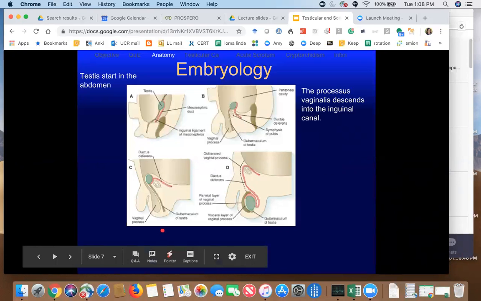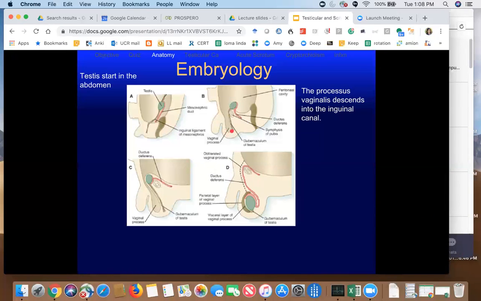The processus vaginalis descends into the inguinal canal. The processus vaginalis is the continuation of the peritoneal lining, and it goes into the scrotal sac. This is the cause of patent processus vaginalis. Typically this canal communication obliterates, but in some people it doesn't, and so you have a persistent opening, and peritoneal fluid goes into the scrotal sac, which is what a hydrocele is.